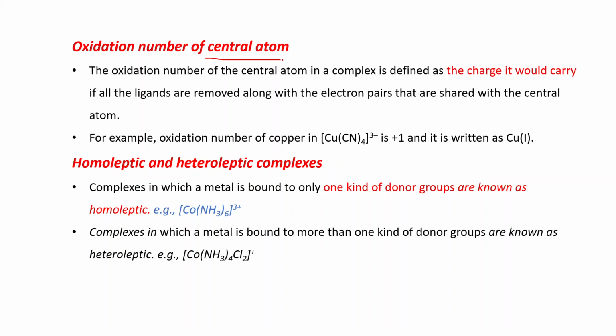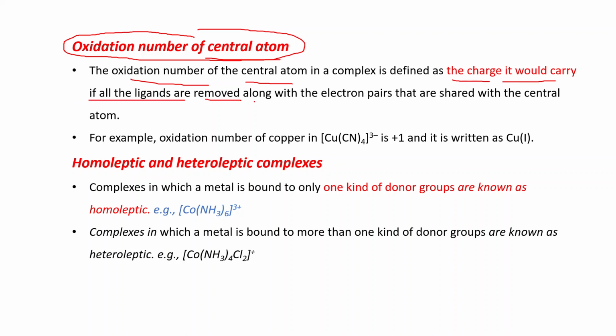Oxidation number of the central atom. In the 11th standard, we discussed how to find the oxidation number. The same rules we will apply here. The oxidation number of the central atom in a complex is defined as the charge it would carry if all the ligands are removed along with the electron pairs that are shared with the central atom.